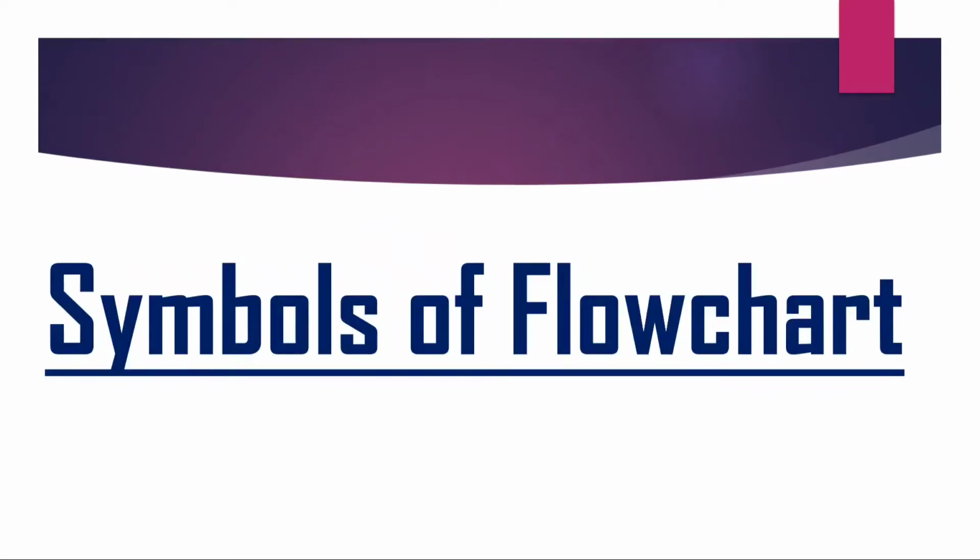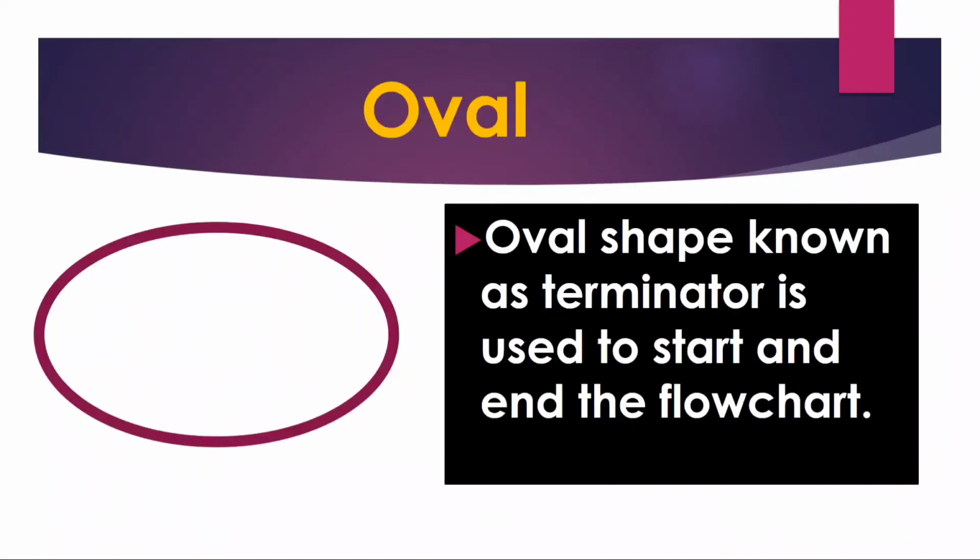So first we will see the symbols of flowchart. There are mainly 4 symbols which we will use in flowchart. The first is oval. Oval shape, known as terminator, is used to start and end the flowchart. Now the question arises, what is terminator? Terminator means to start something or to stop something. So when we start drawing the flowchart, the first symbol is oval, okay, and the last symbol is also oval, means start and stop.